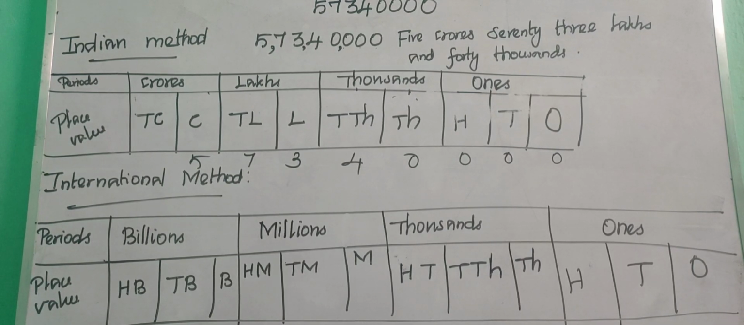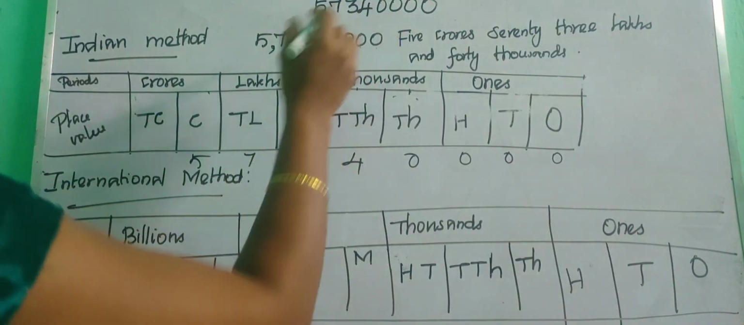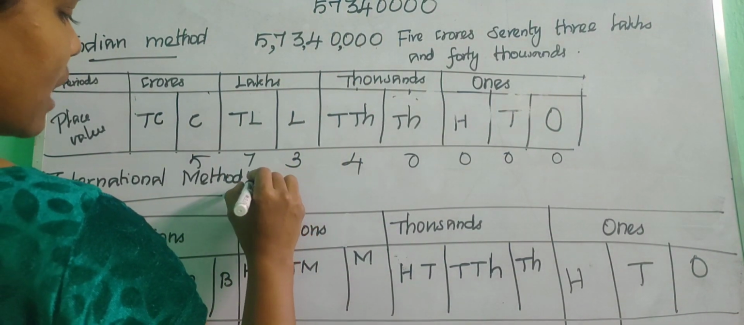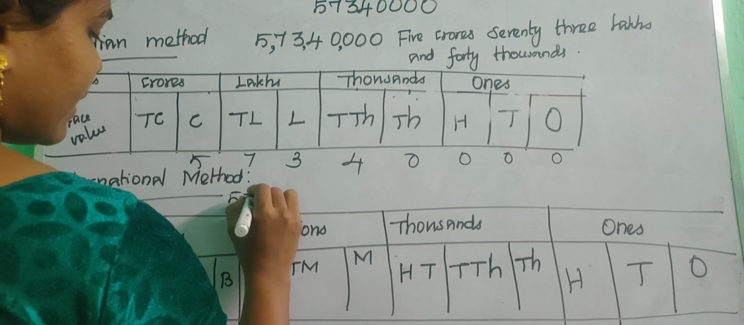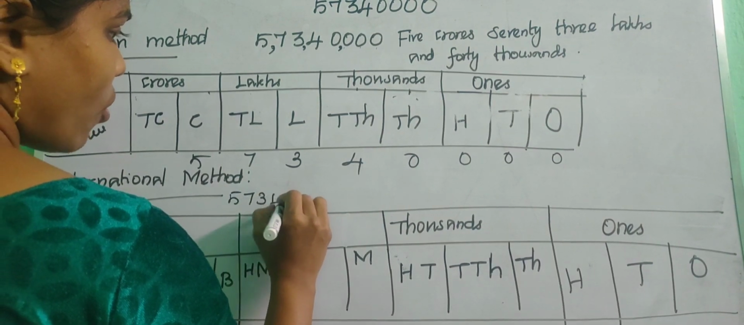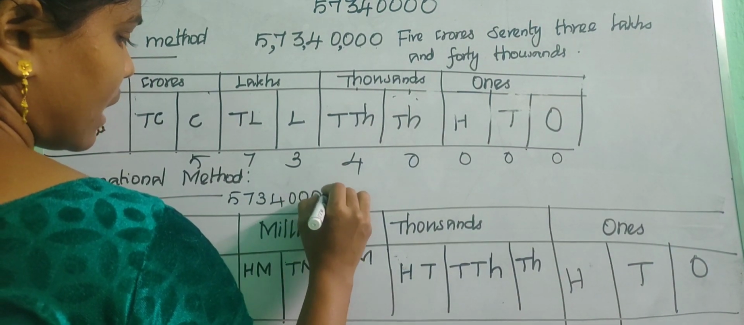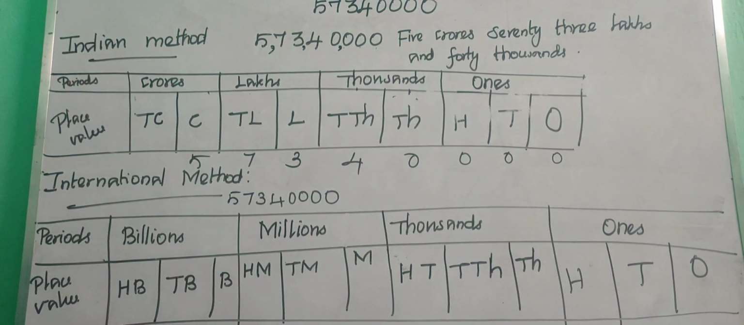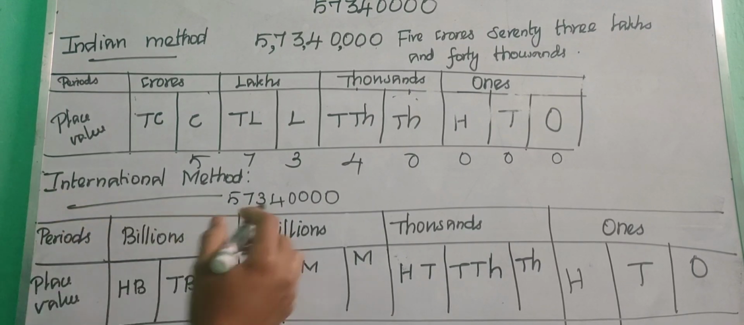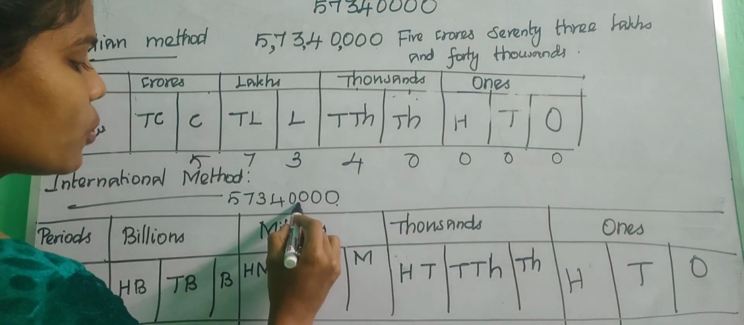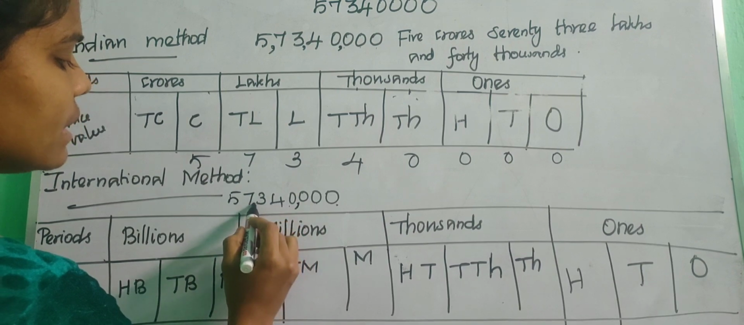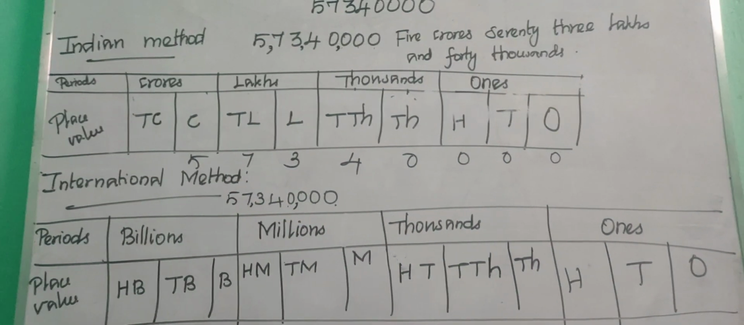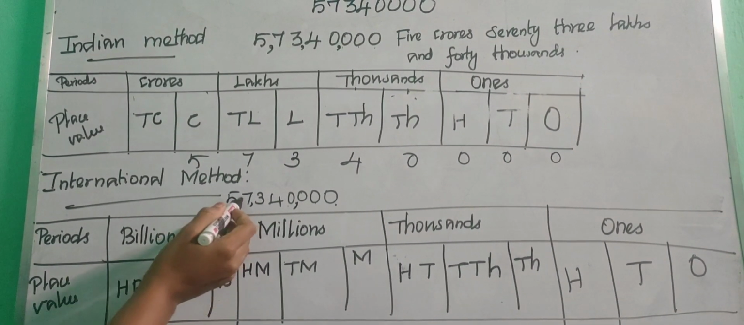And then in the international number system, what do we need to do? We need to insert the comma first, right? So what are the digits we have? 5, 7, 3, 4, 0, 0, 0 and 0, right? Let us count the numbers from right to left. We need to count three digits, so 1, 2 and 3, now put a comma, and 1, 2, 3, now put a comma, and after that we have 2 digits, right?